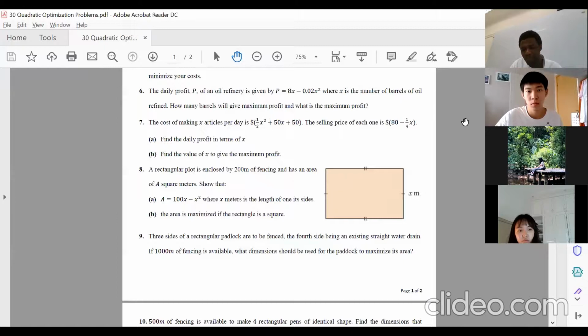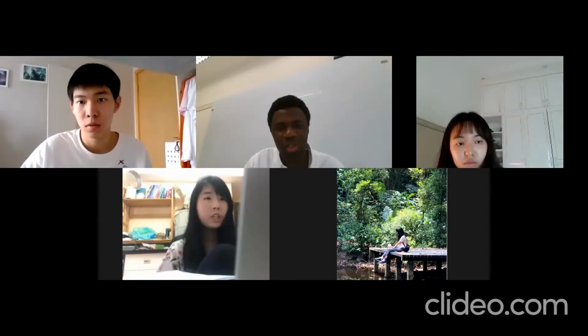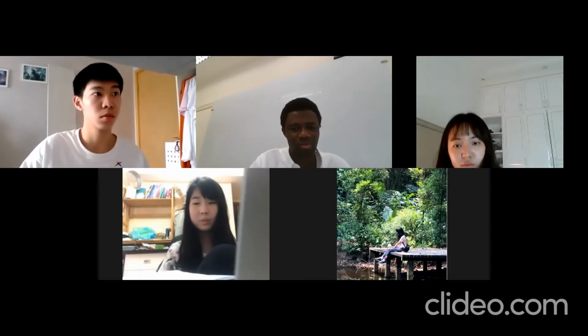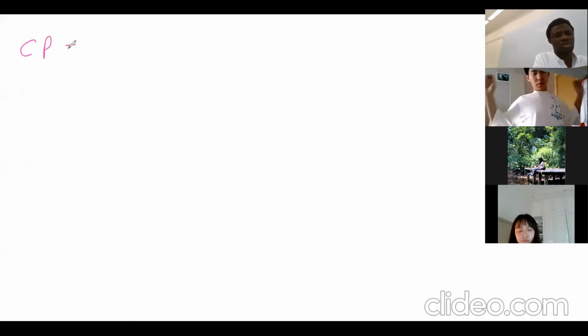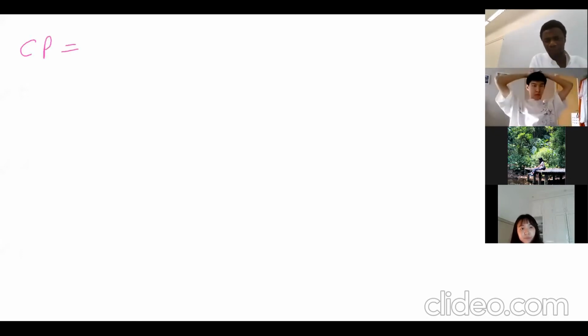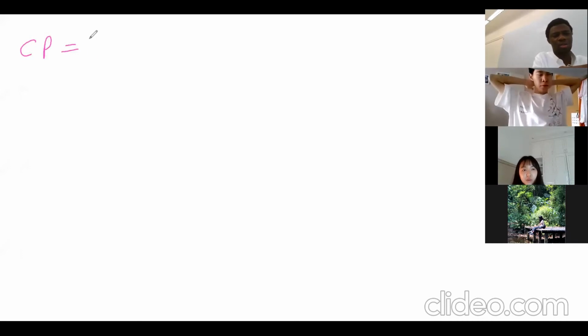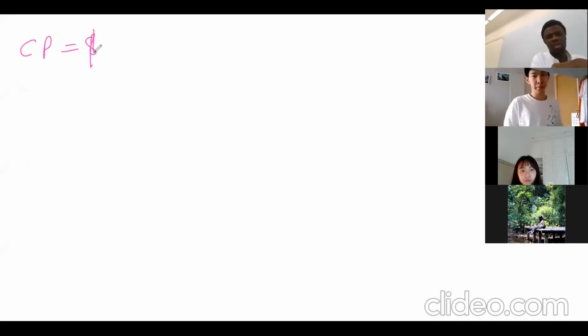Can we substitute? There's no substitution. What do you mean? Can we put the 80 minus a quarter X into the original function? Okay, let's put it this way. Cost price is... We'll put X equals 1. No, you don't put X equal to 1. No one knows the value of X. So just stop assuming a number, all right?